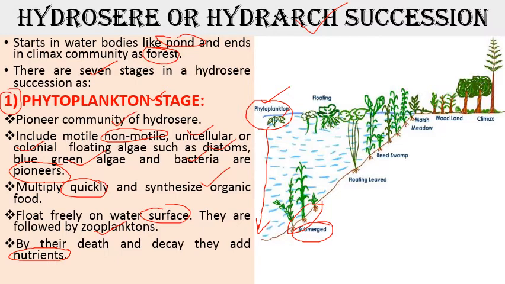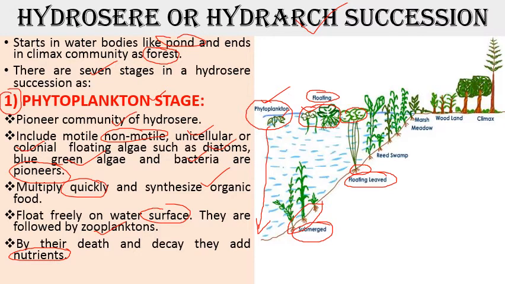Then this community is followed by the floating hydrophytes. Floating hydrophytes do tarah ke hote hain. Ek hota hai floating leaved anchored hydrophytes, means inki jo roots hoti hain, they are present in the base of the pond, soil ke sath attach hongi, aur inke jo leaves honge wo free float honge. Second class is of free floating plants, jo ki freely float karte hain on the surface of the water body.